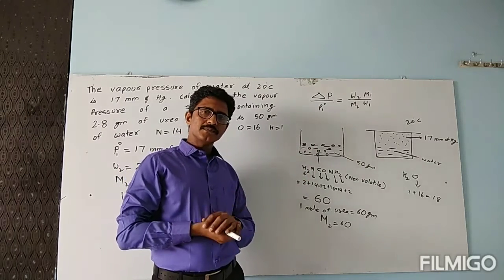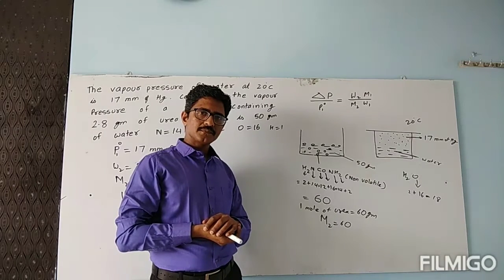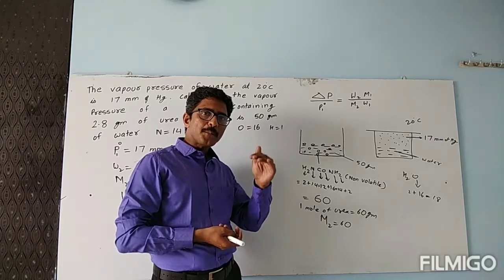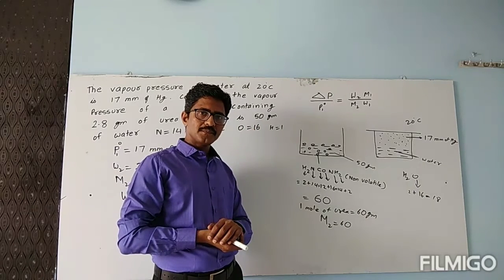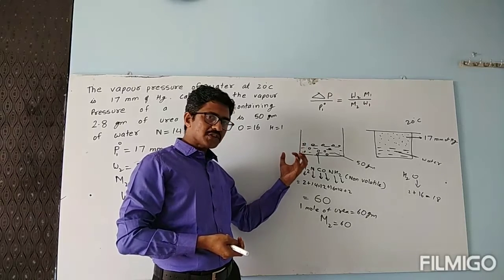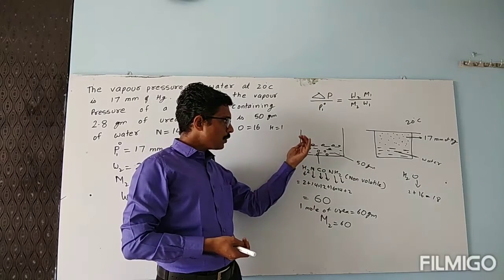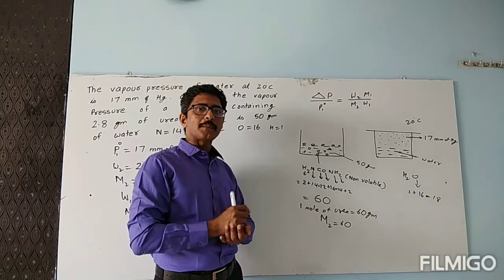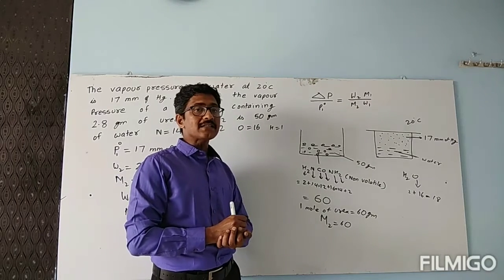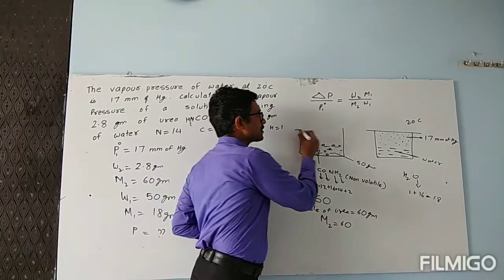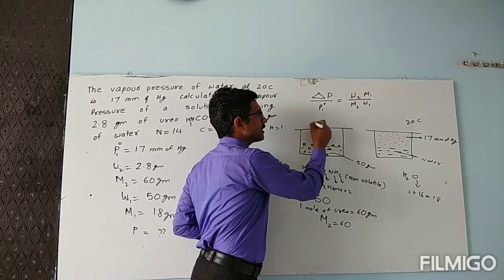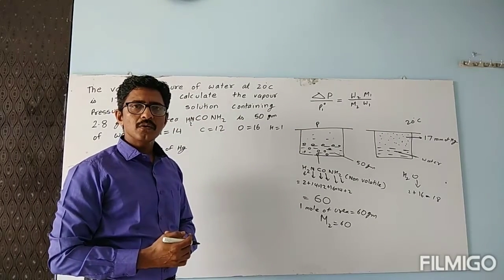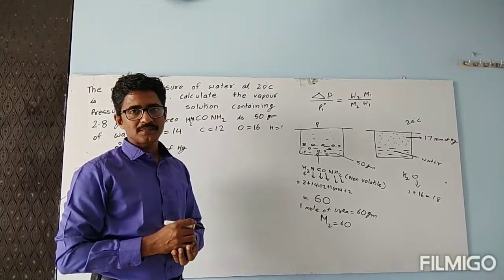This solution will have lower vapor pressure. Now vapor pressure is having a lower value. But what is that vapor pressure? That is the question mark. This solution is also going to have some vapor pressure. We denote it by P. What is that vapor pressure?